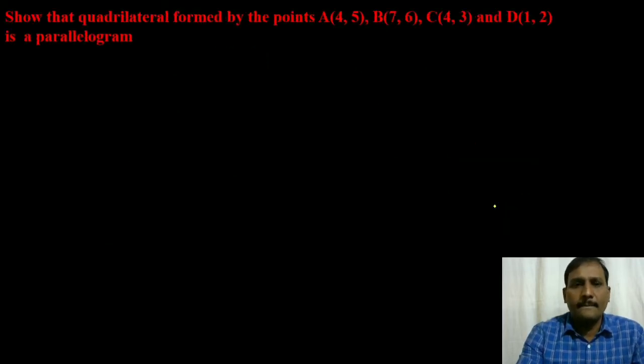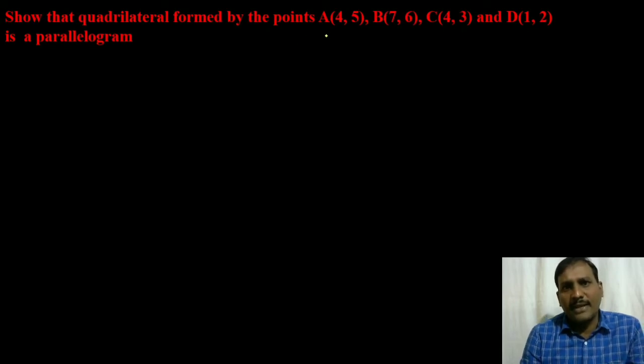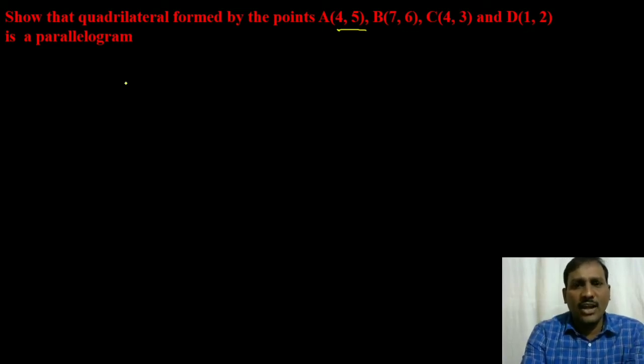Okay. Next, show that the quadrilateral formed by the points A(4, 5), B(7, 6), C(4, 3) and D(1, 2) is a parallelogram. So whenever you come across such type of problems, you have to remember 4 points. What are they? Let us see.